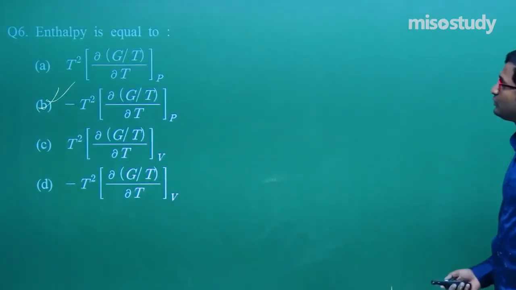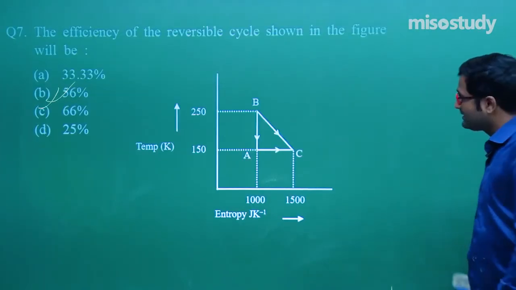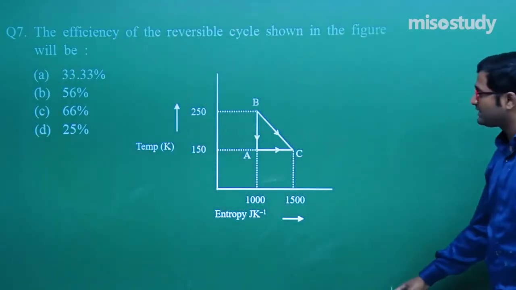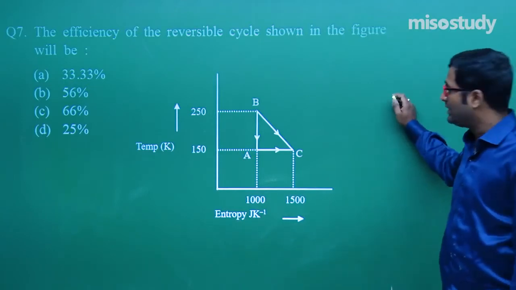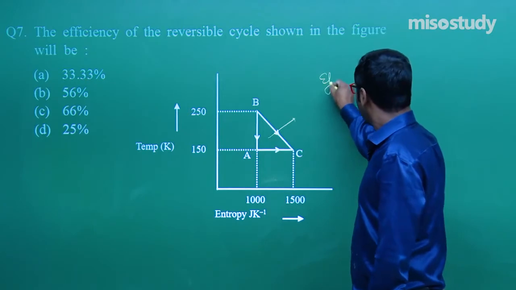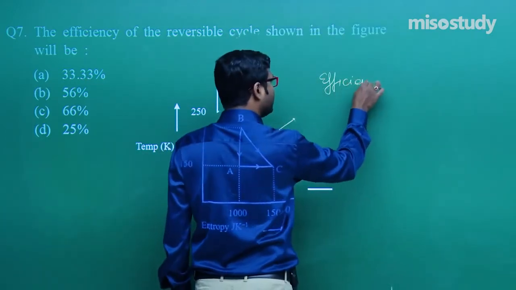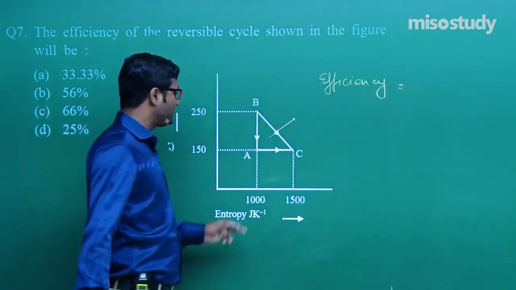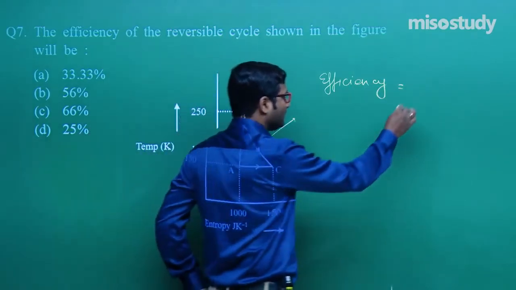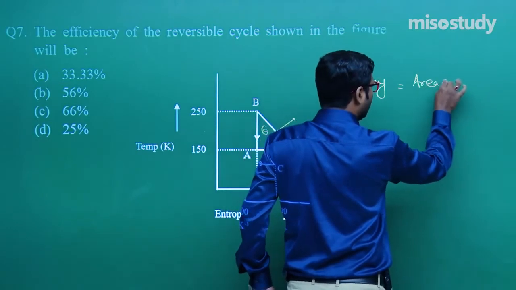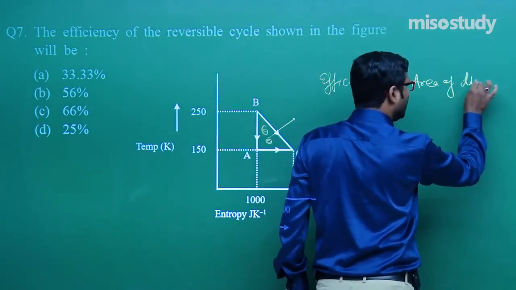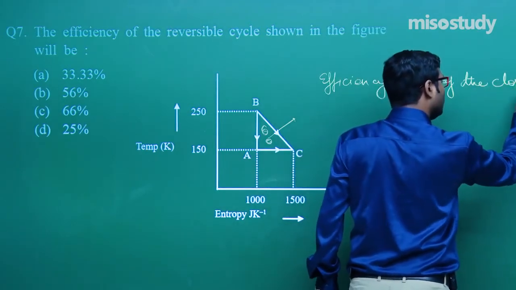Now let's move to question number 7. The question is: look at the efficiency of the reversible cycle in the figure. This is the figure. If anyone asks you such a question, what is efficiency? Efficiency is equal to the area enclosed by the curve.